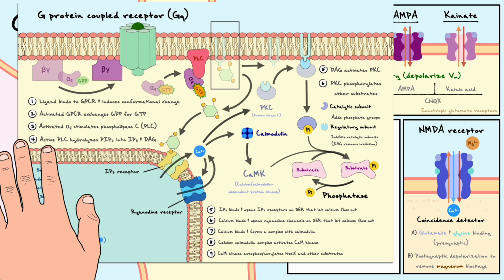For example, in the Gq pathway, calcium can bind to calmodulin and activate calcium-calmodulin-dependent kinase. The kinases will then go on and interact with downstream substrates that might lead to the formation of new proteins. Hence, the entry of calcium can have very important long-lasting effects on the neuron beyond simply depolarizing it.